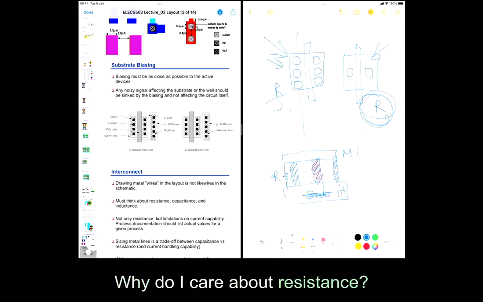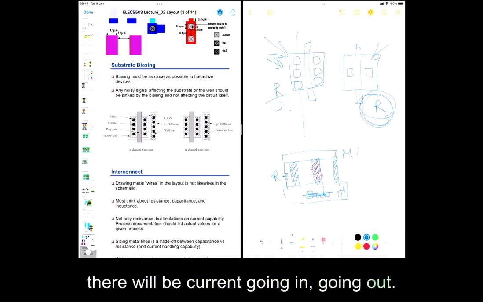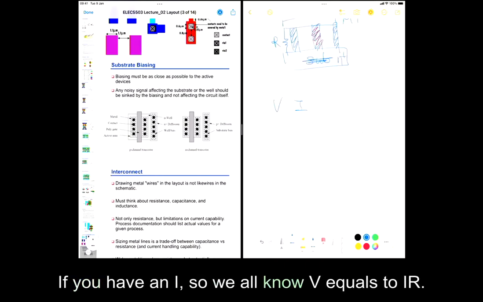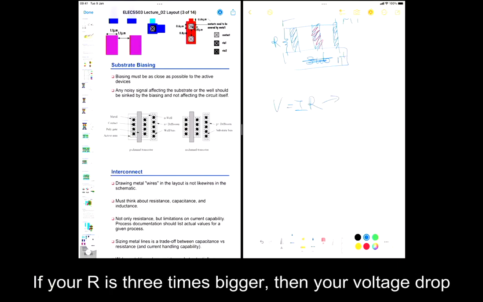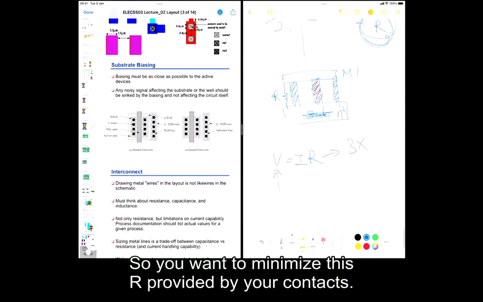Why do I care about resistance? Because especially for your drain and source, there will be current going in and going out. If you have a current I, we all know V equals IR. If your R is 3 times bigger, then your voltage drop will be 3 times larger. So you want to minimize this R provided by your contacts.